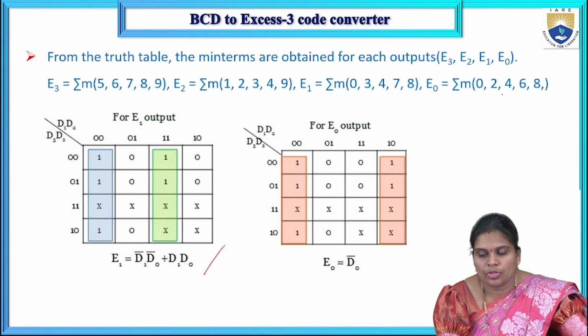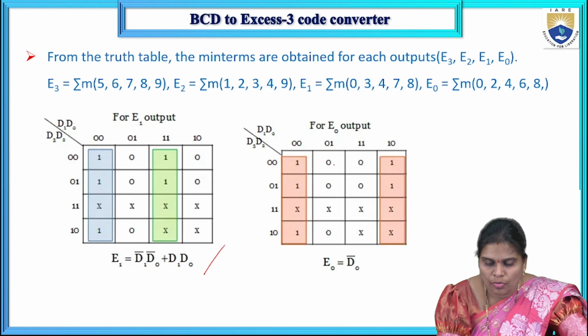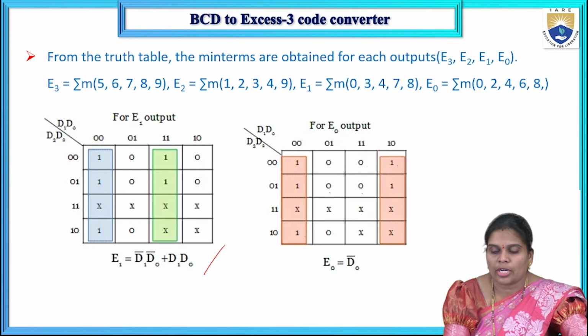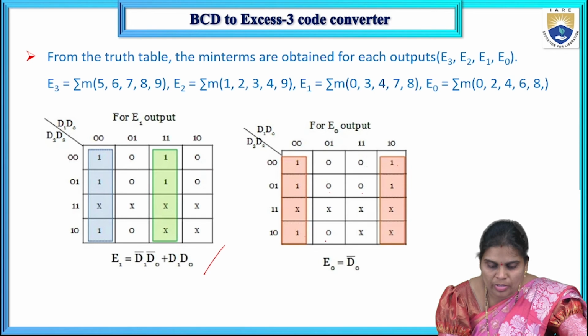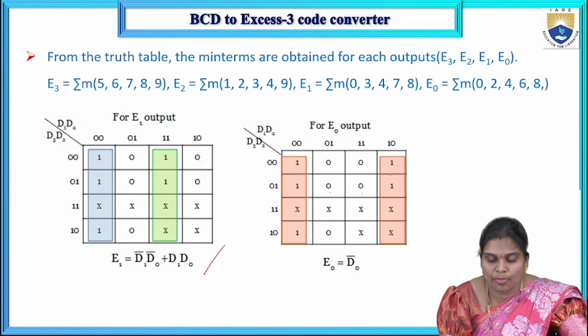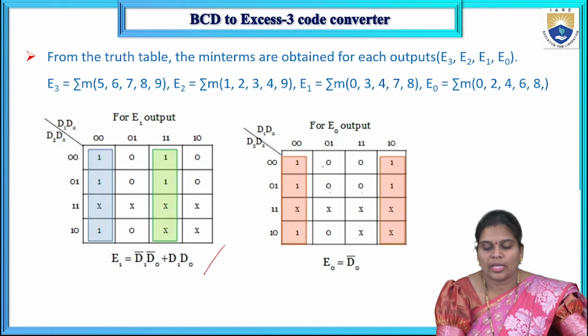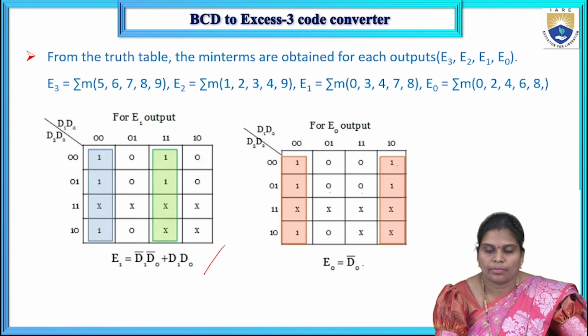Next, E0 output is 0, 2, 4, 6, 8. So 6 is there, and 8 is there, and for the remaining corners we take the don't care condition. This is one group and this is another group. For this group, D1 bar and D0 bar, and for this one, D1 and D0 bar. Normally we take 4 ones as one group and 4 ones as another group, but these 4 ones and these 4 ones are adjacent, so we can form one group. So these 8 form one group, and the common variable is D0 bar.